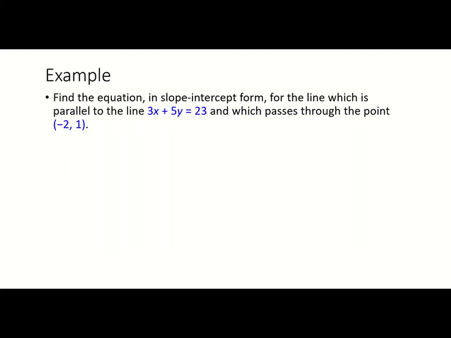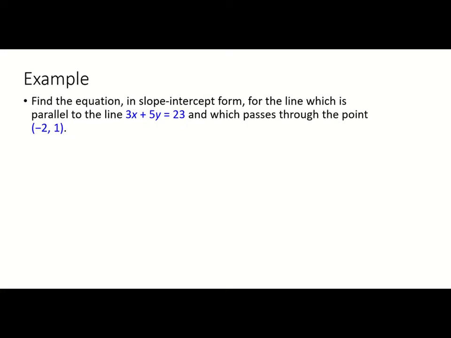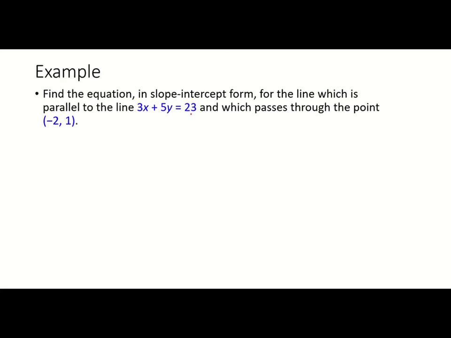So what we're going to do is find the equation in slope-intercept form for the line which is parallel to the line 3x plus 5y equals 23, and it passes through the point (-2, 1). So the first thing we need to do is our line is parallel to this line right here. Because parallel lines have the same slope, we need to find the slope of that line. So we need to take this equation, 3x plus 5y equals 23, and solve it for y, so we know what the slope of the line is.